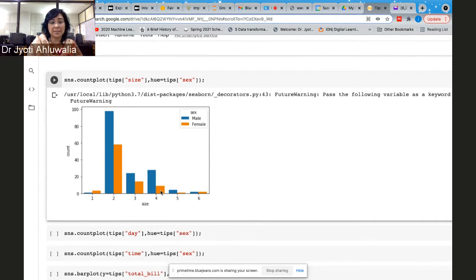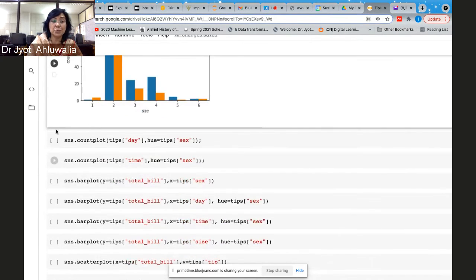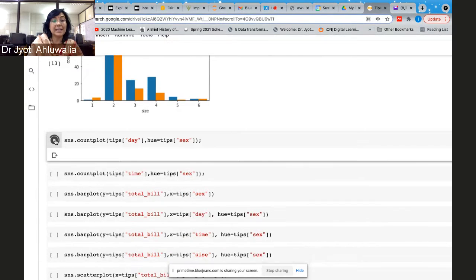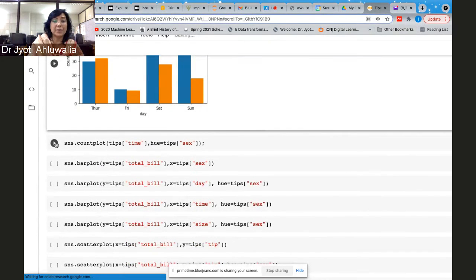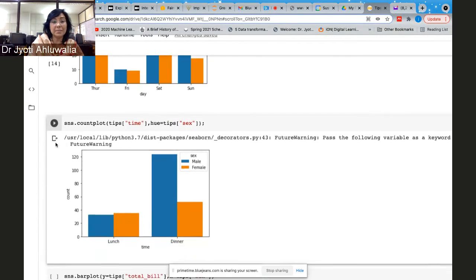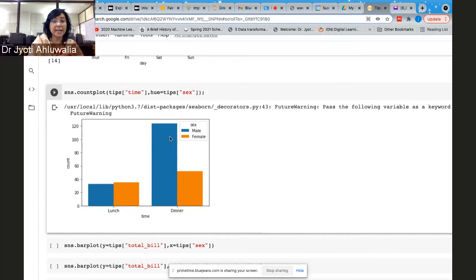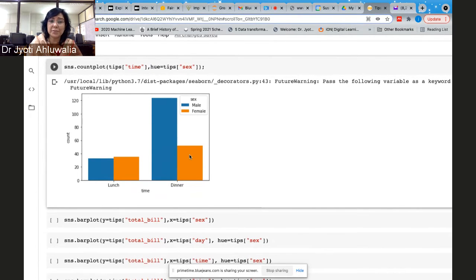Groups of 3 and 4 are substantial, a little better than the others, but the majority are coming in groups of 2 to the restaurant. Again, females are fewer here. On Thursday, more females are coming, but on Saturday and Sunday, it's more males who are coming to the restaurant and giving tips. Let's look at the time. At dinner time, more males are coming. At lunchtime, both females and males are coming in equal numbers. In fact, more females are coming at lunchtime than at dinner. There is a substantial difference at dinner time between male numbers and female numbers.